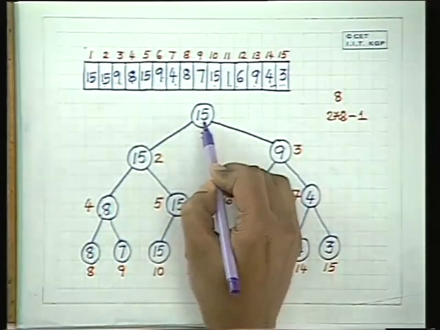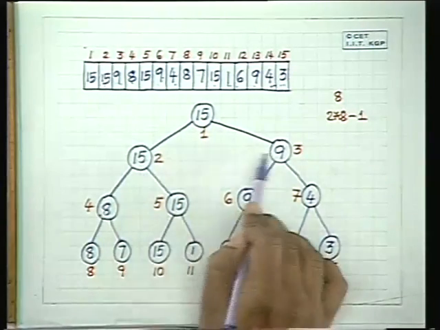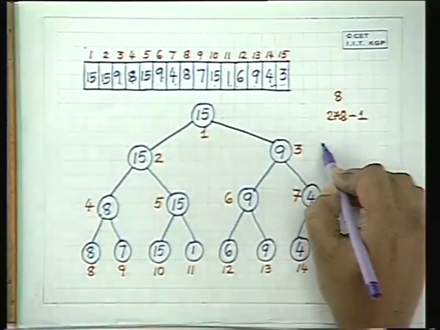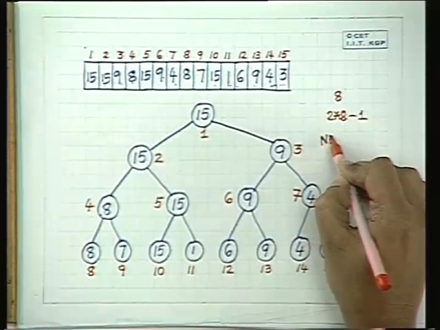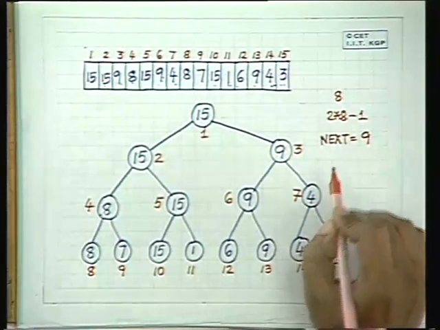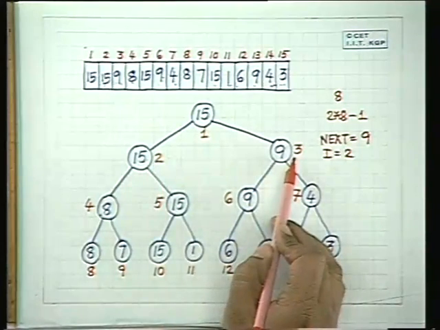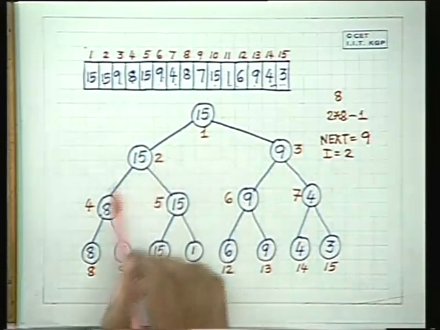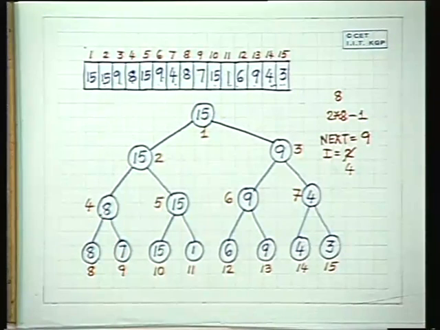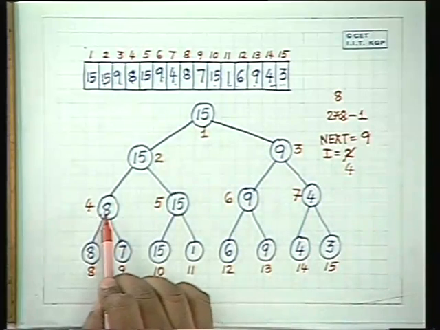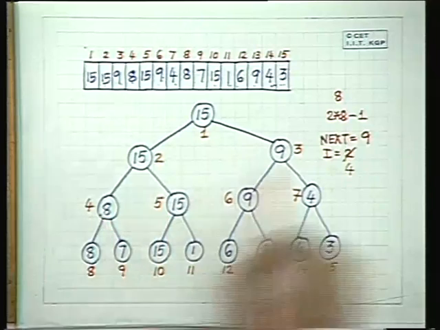So first you start with 15 and you initialize the second largest to the smaller of these two. So you keep a variable called next, say, which is initialized to 9, and index I is made 2 because this is larger and this is smaller. Then you make I equal to 2 into I and so I becomes 4. Once I becomes 4, now compare 4 and 5, I and I plus 1. The smaller of the two is compared with this.